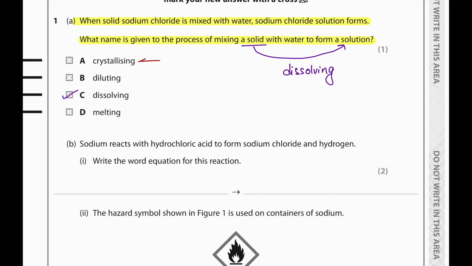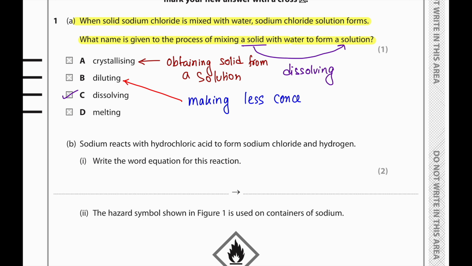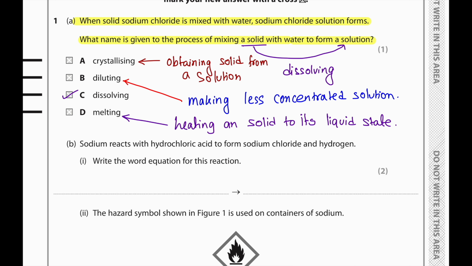Crystallizing is the process of obtaining a solid from a solution. Diluting is the process of making a solution less concentrated. Melting is the process of turning a solid into liquid using high temperature.